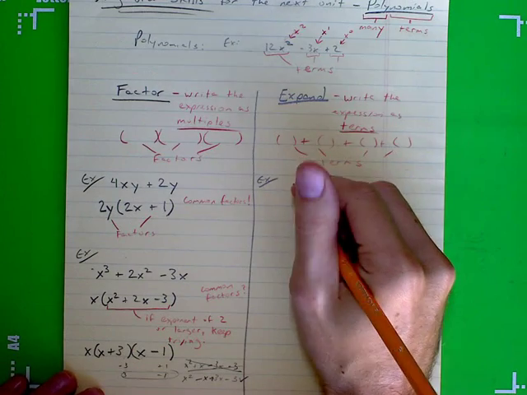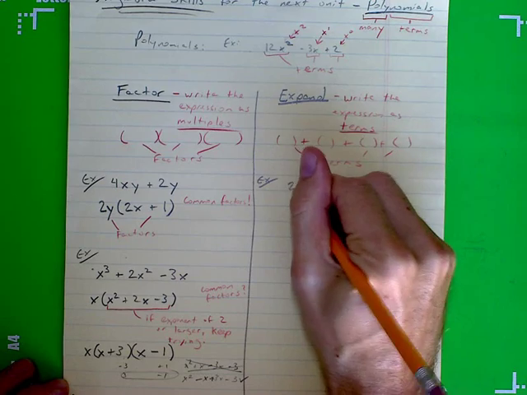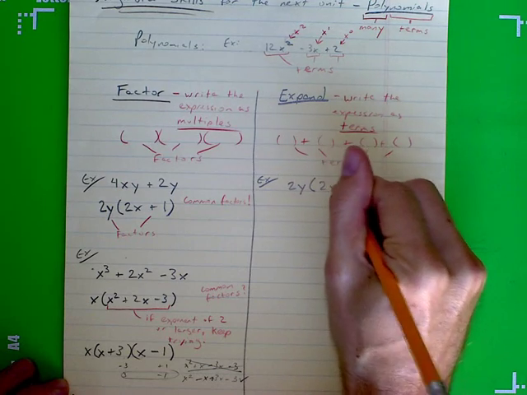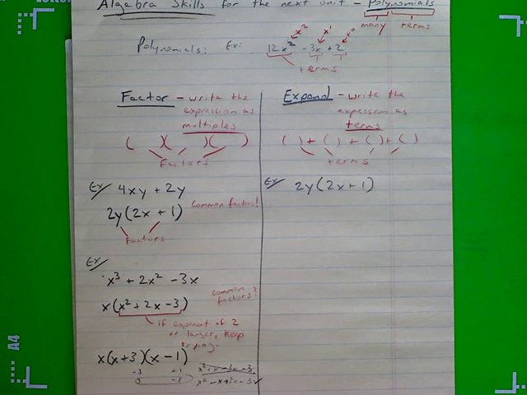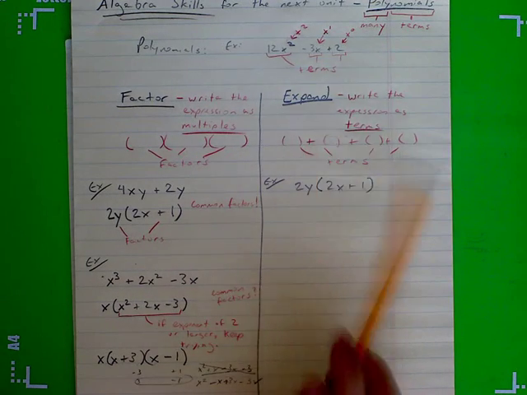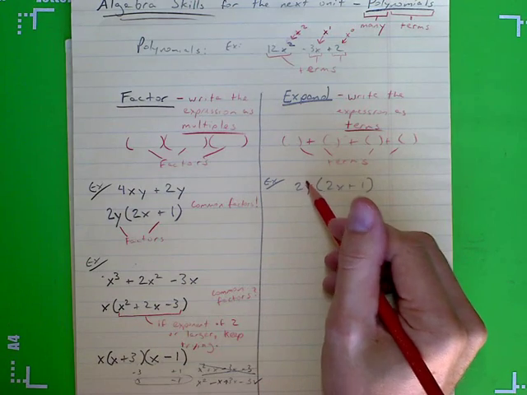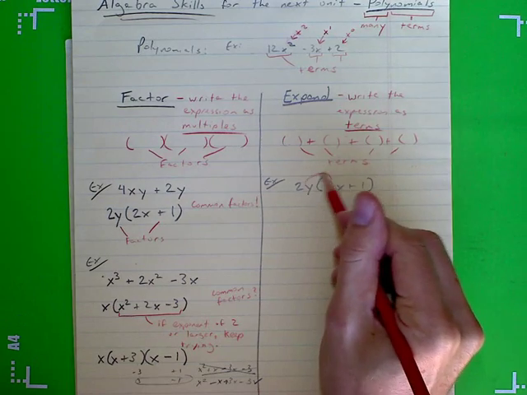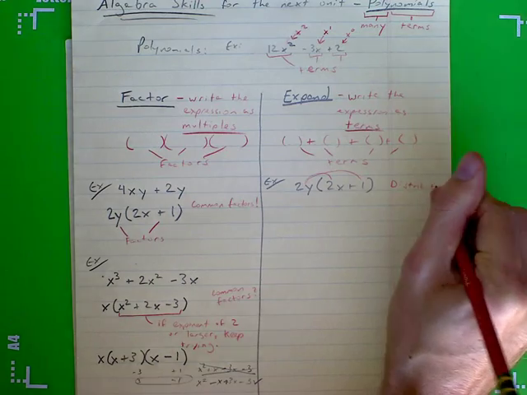So here's an example. What about 2y times 2x plus 1? If I wanted to expand that, I want to do all the multiplication that it says there and write my answer as a list of terms. So individual pieces that are added together. Right now I have factors. So what should I do? Distribute. And what do I get when I distribute?